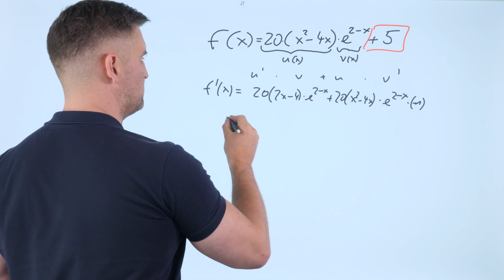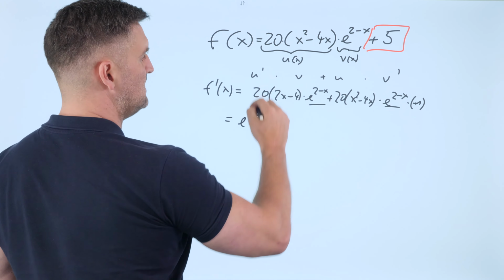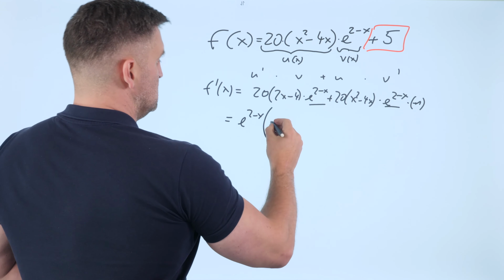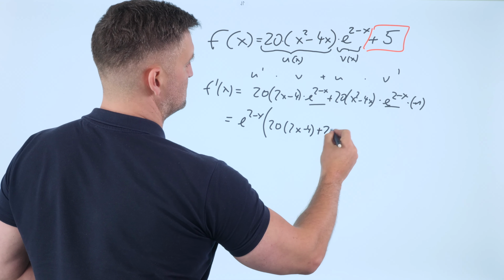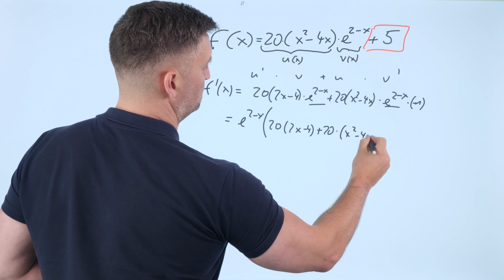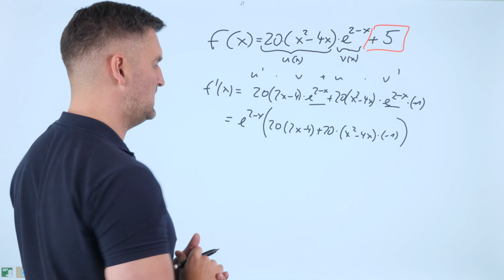At this point we can simplify now. I'll take out the e part first. 2 minus x remains. 20 times 2x minus 4 plus 20 times x squared minus 4x times minus 1. This times minus 1 only refers to this part here.